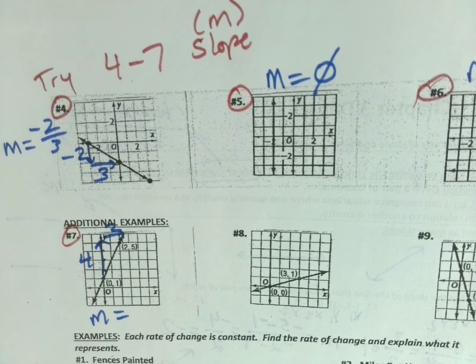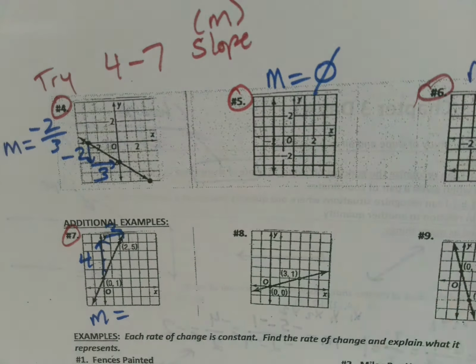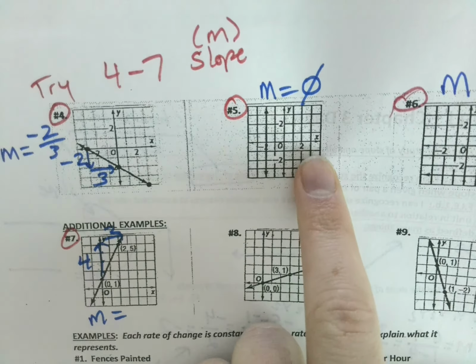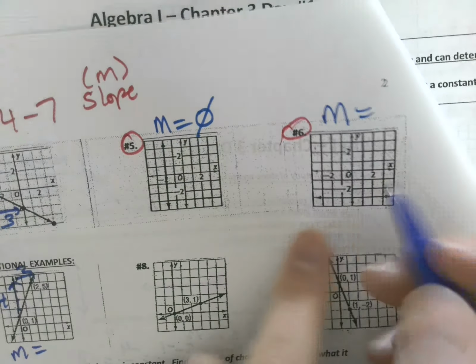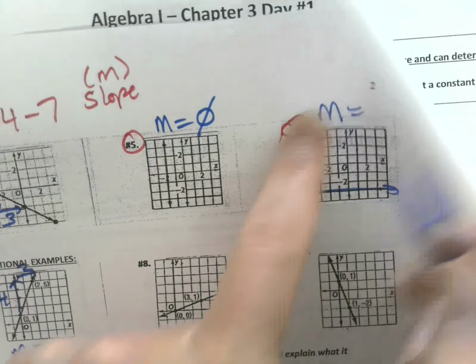So, any questions? Did you do okay on this one? Down 2, right 3. Negative 2 over 3. How about number 5? If it's a vertical line, we know it's automatically undefined slope. Yep. Number 6, we got a flat line. Slope is 0. Yes, not positive nor negative.